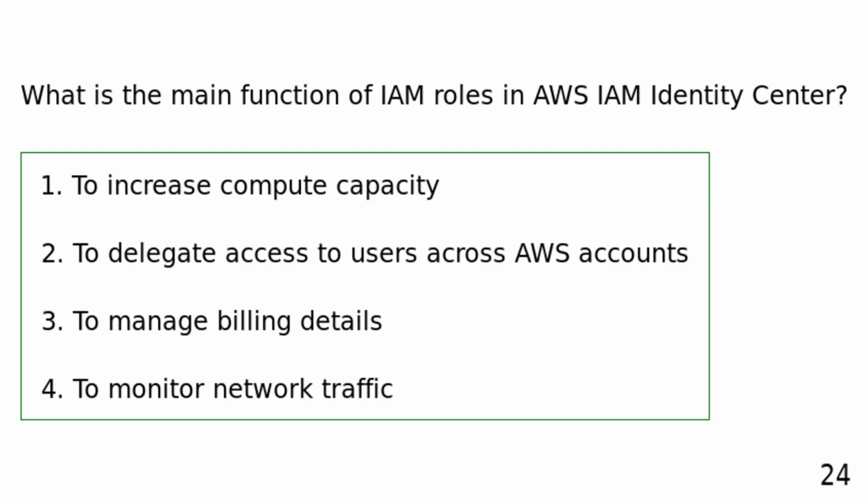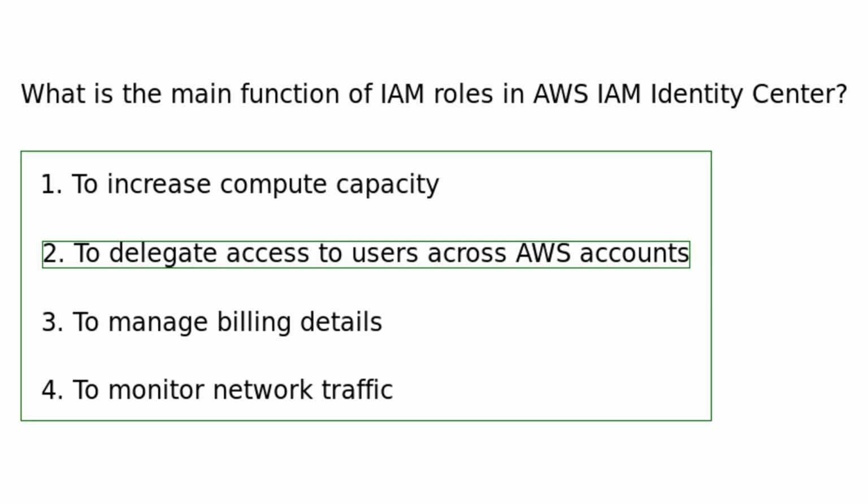What is the main function of IAM roles in AWS IAM Identity Center? To increase compute capacity. To delegate access to users across AWS accounts. To manage billing details. To monitor network traffic. IAM roles in AWS IAM Identity Center are used to delegate access to users across AWS accounts, providing a secure way to grant temporary permissions without the need to share long-term credentials.